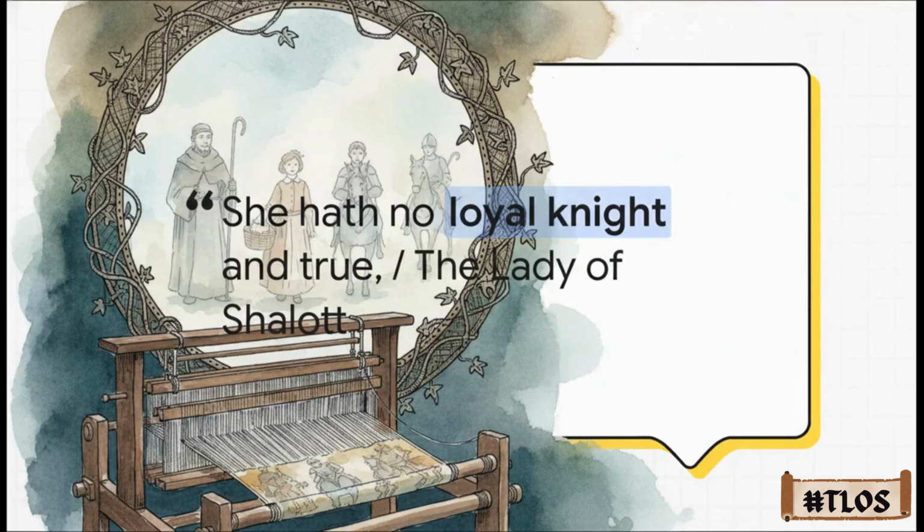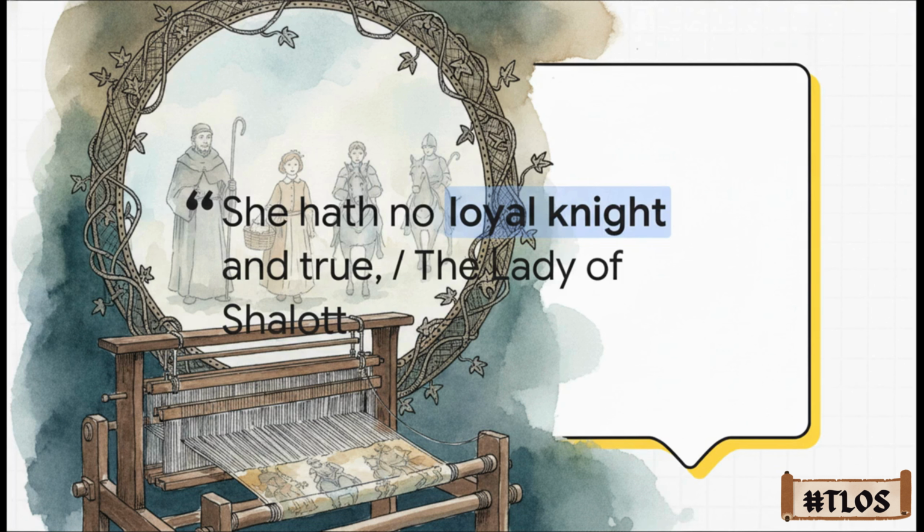It gets pretty heartbreaking as we read through stanzas 6 and 7. We see all these reflections passing through her mirror. She sees village churls, market girls, an abbot, a shepherd lad. But significantly, she sometimes sees pairs of knights riding by. Tennyson writes, "She hath no loyal knight and true." That specific phrasing highlights exactly what she's missing out on: devotion, companionship, love. As she weaves all these images, the profound loneliness of her isolated existence really sinks in.